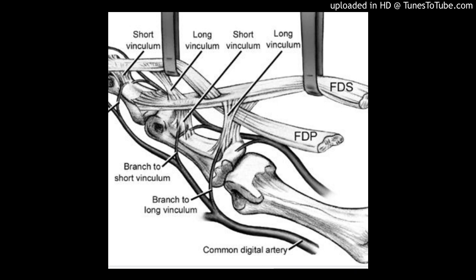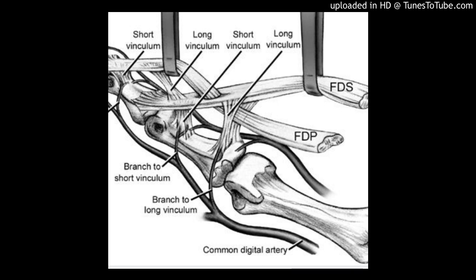One important disease association: A1 is associated with trigger finger. A2 and A4 are the critical pulleys, and they are basically over the proximal phalanx and the middle phalanx respectively.